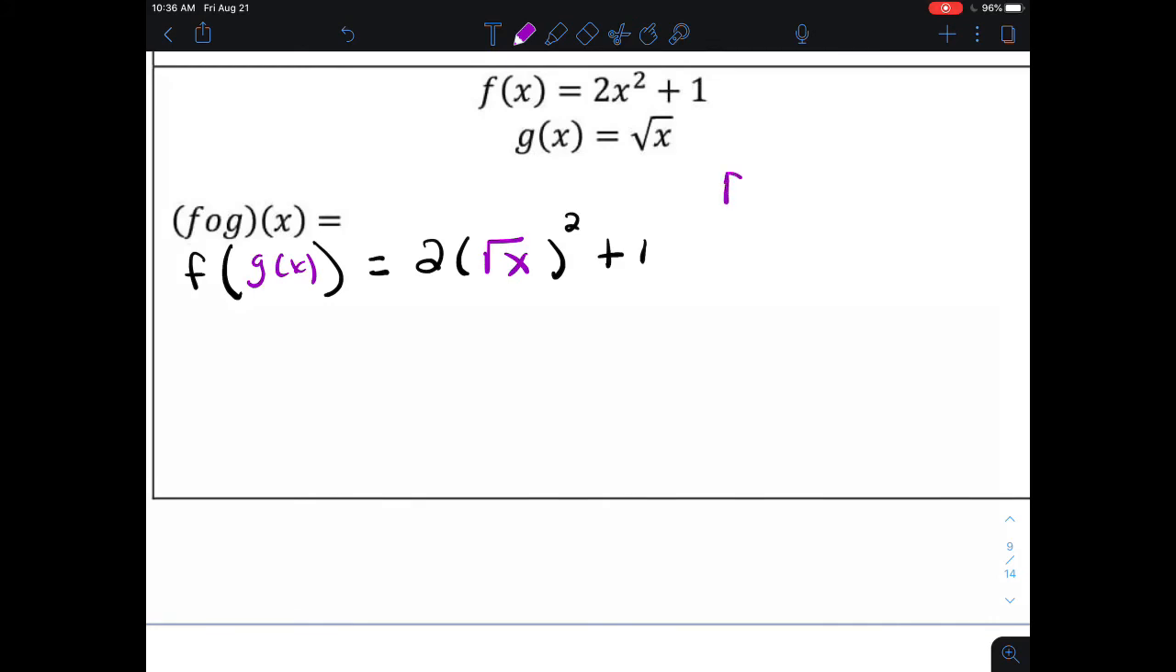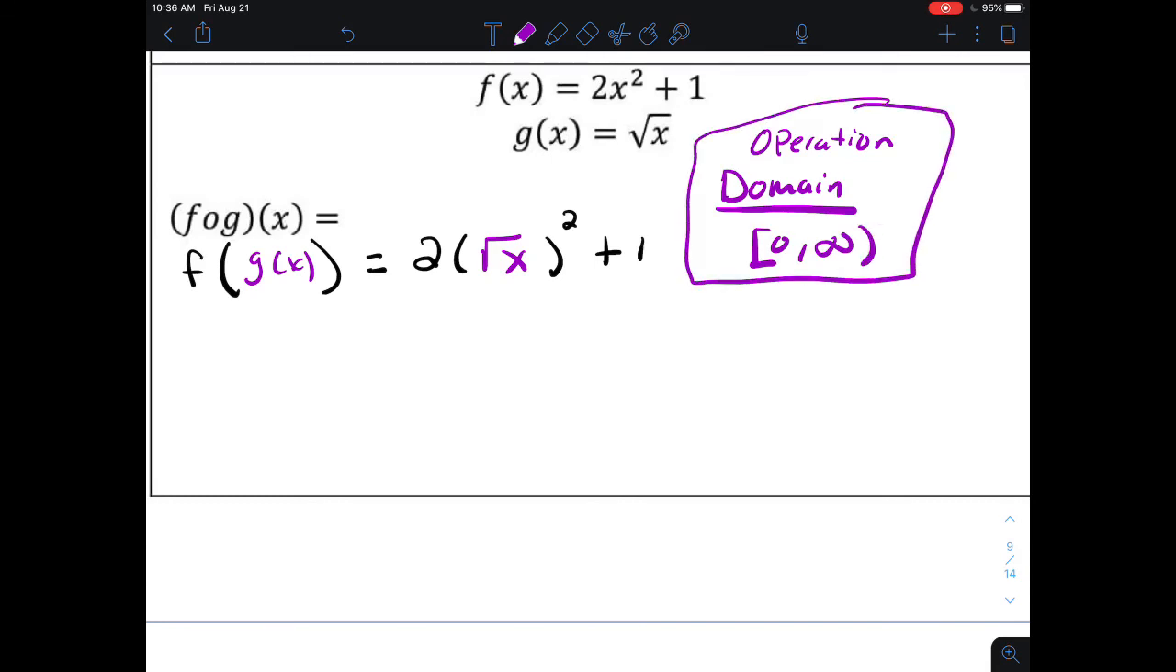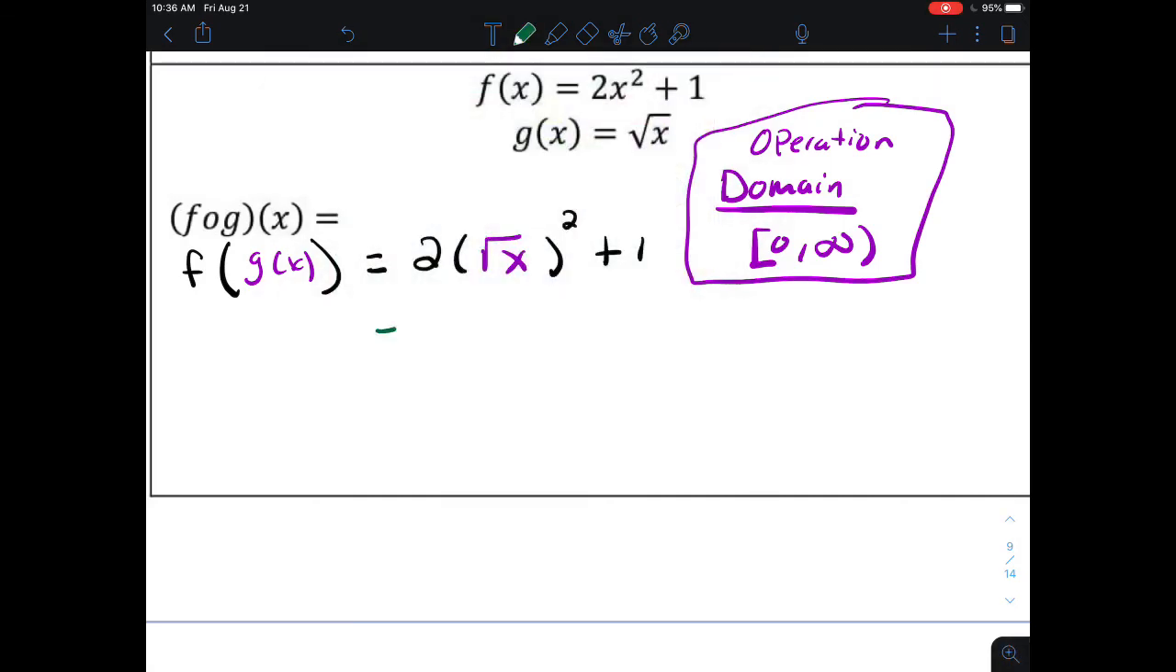So as soon as I do the operation, now is when we do the domain. Because in f, I am squaring the x, I can put in any number I want to. However, if I'm looking at g, because g goes inside of f first, there is a limit there in terms of what kind of numbers I can use. They have to be 0 or larger. So my overall operation domain goes from 0 to infinity. So I do it right then and there. And then you could go on and simplify.